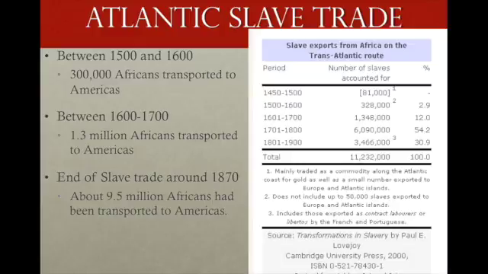So you can see on the right-hand side of this screen here, just take a look at that chart and the number of different Africans that were shipped to the Americas during this time. You can see from 1700 to 1800, over 6 million Africans were shipped to the Americas. So by the end of slavery, around 1870, about 9.5 million Africans have been transported to the Americas. So this is a large number of the population of the colonies in the Americas.